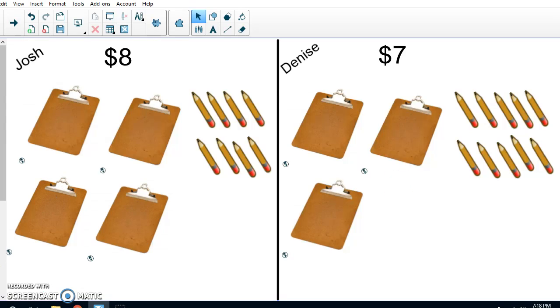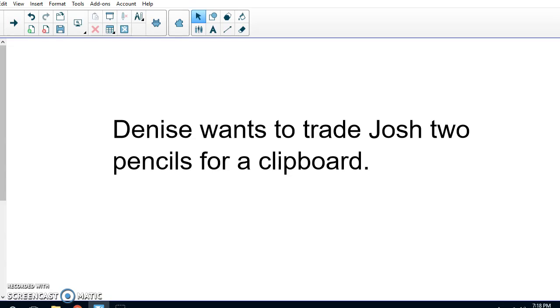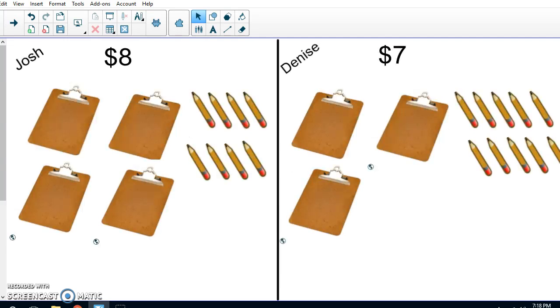So if we focus on the first part, trading. If Denise wants to trade Josh 2 pencils for a clipboard, is this a fair trade? So how will we identify an answer from our picture? So with students discussing the organization and trying to identify a pattern, I'd encourage them to rearrange it in such a way that you can see a matching scenario. For whatever Josh has, Denise has.